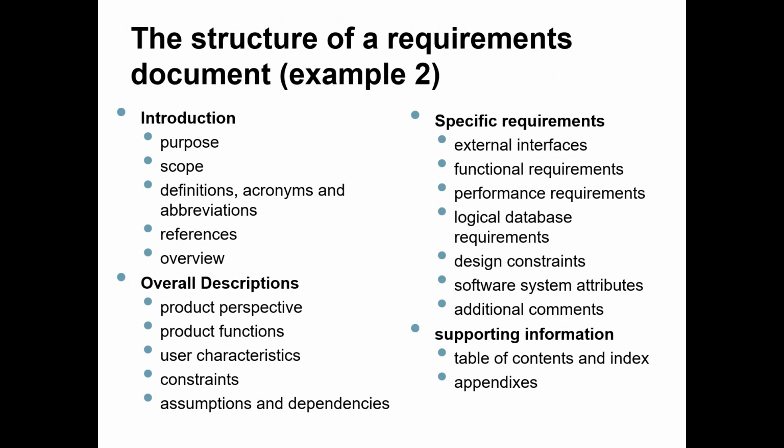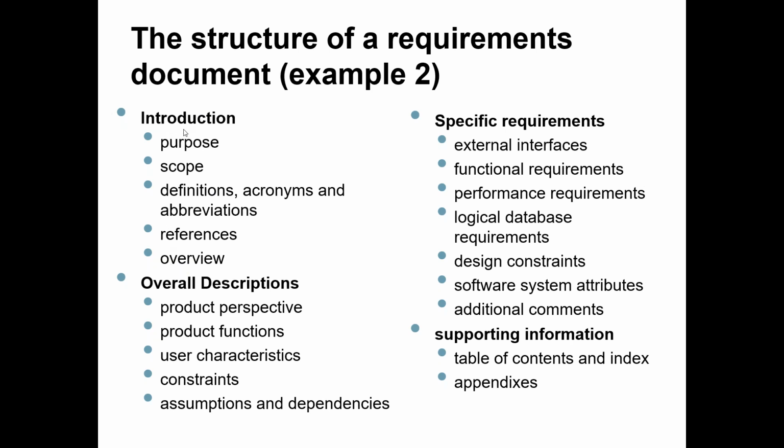All right, so that is one structure. Now, this is a second structure. They tend to be fairly similar, but just how it is laid out is slightly different. In example 2, you have your introduction, overall description, specific requirements, and supporting information. And under those 4 broad chapters, you have some bullets here that you need to address.